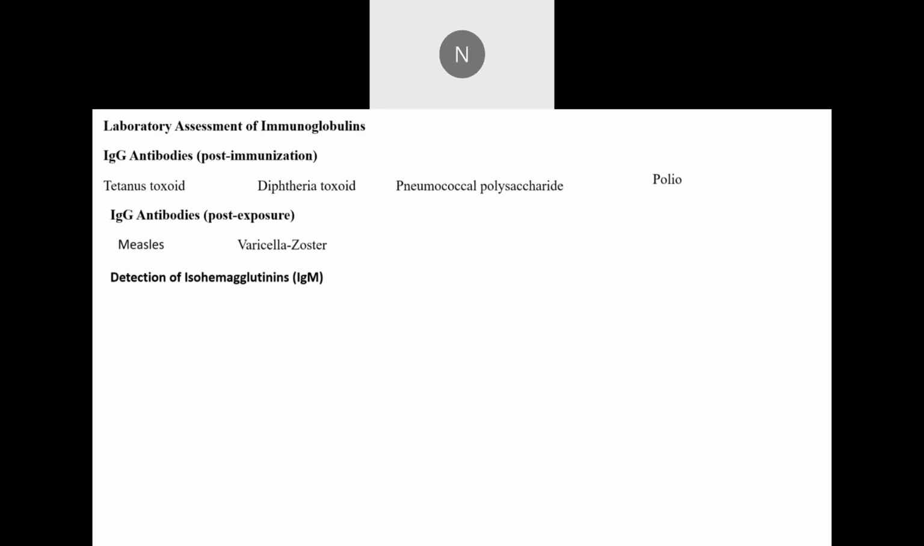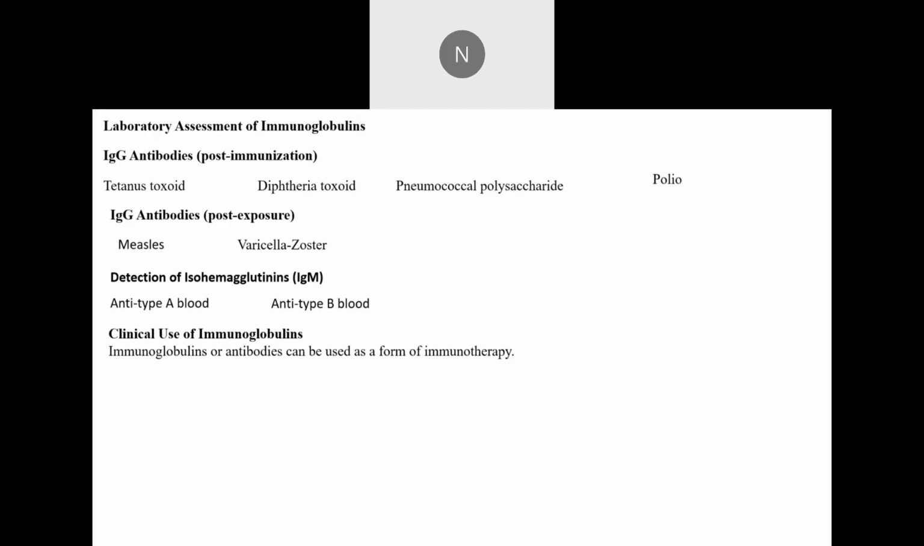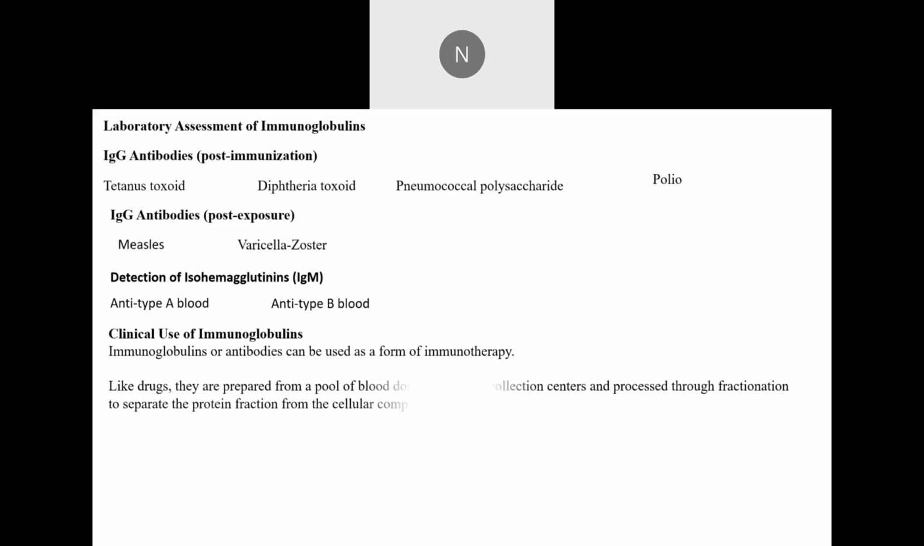And for laboratory assessment of immunoglobulins, you can do post-immunization assessment for tetanus toxoid. IgG antibodies can be measured for tetanus, diphtheria, pneumococcal polysaccharide, and polio, and IgG antibodies post-exposure you can see in measles and varicella zoster. For detection of IgM, isohemagglutinin, you can use that for anti-type A blood and anti-type B blood. And the clinical uses of immunoglobulins can be for immunomodulation therapy.